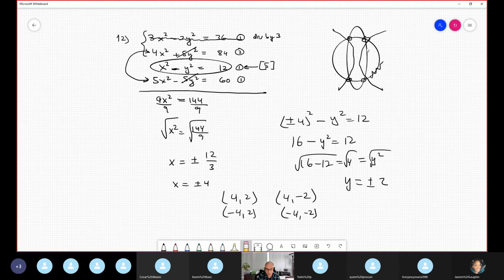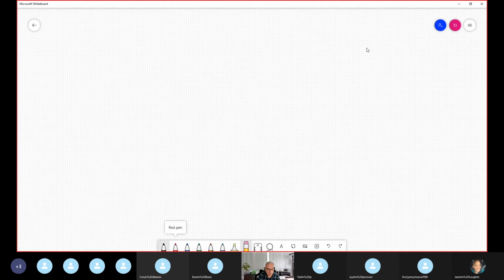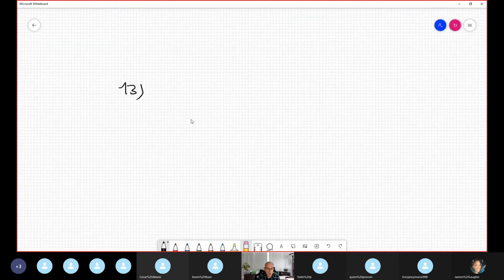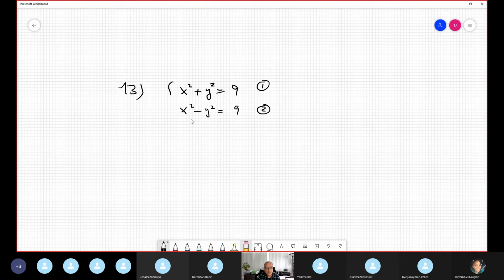Okay. Let's move on to number 13. 13 is easy. Because 13 is, look, x squared plus y squared equals 9. It's a circle, equation 1. But this is x squared minus y squared equals 9. It's the hyperbola.